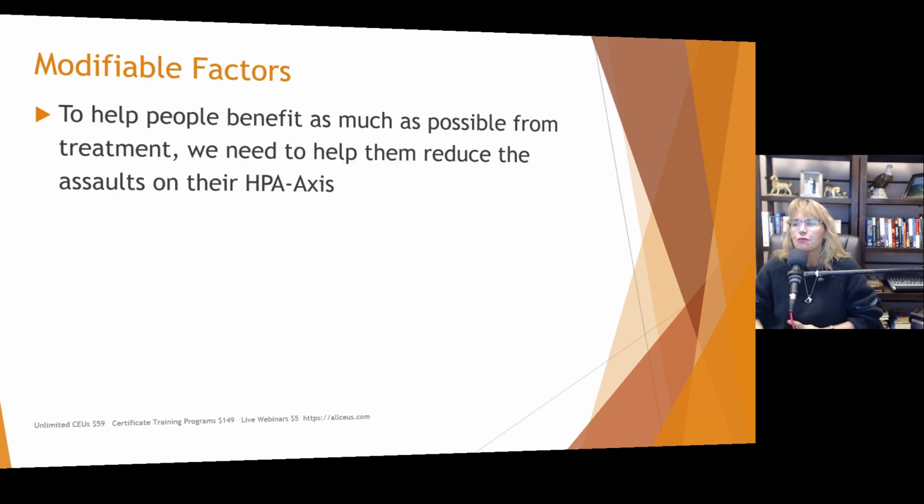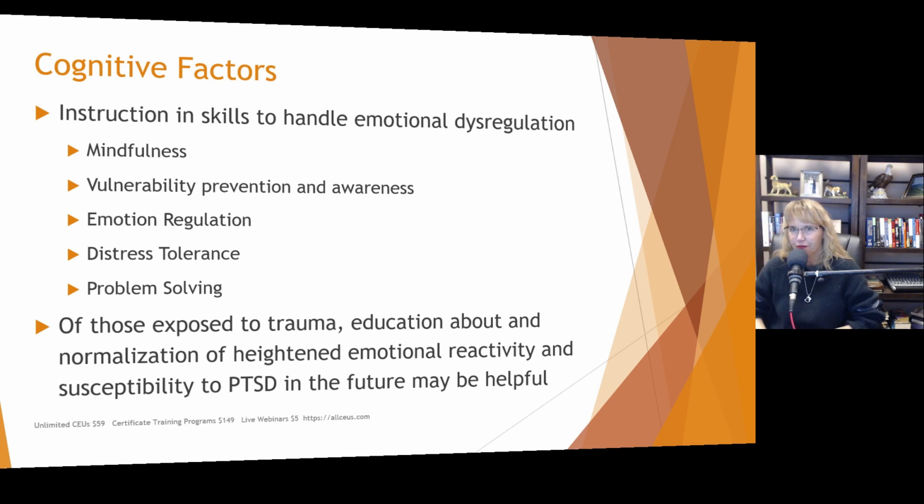To help people benefit as much as possible from treatment, we need to help them reduce the assaults on their HPA-Axis. Our body really does want to gravitate toward homeostasis. It wants to repair itself. But to do that, we've actually got to let it have time to rest and digest, where it's not constantly being bombarded by cortisol and glutamate.